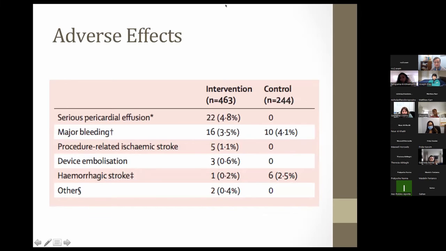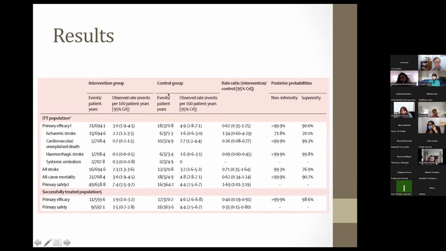If you could go back to the table. When they're reporting the differences between the two groups, there is no p-value. So how do you know if the difference is significant? Because if you just look at the confidence intervals, they overlap. Which values are you talking about? When you look at the observed rate in the intervention versus control group.